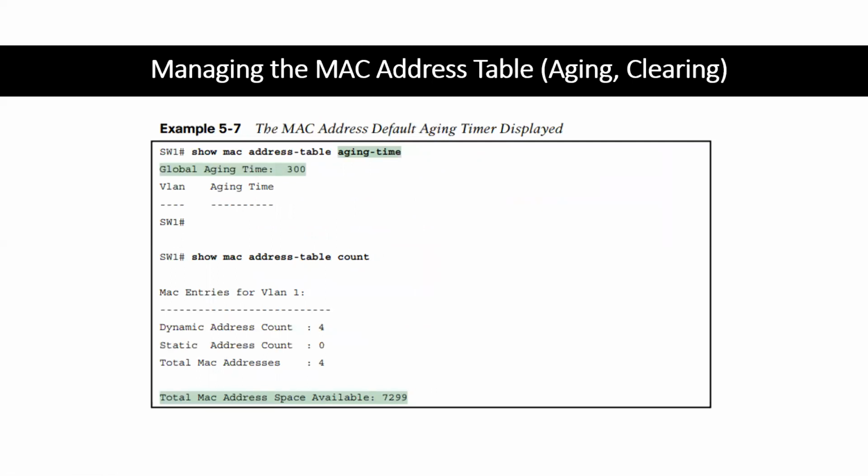Last but not least, we have managing the MAC address table aging and clearing. We spoke about the aging time, and of course, as you guys can see at the bottom, the total MAC address space available. And look, I'm glad I corrected myself. The total MAC addresses it can have is 7,299 in that MAC address table. And it varies by platform. Maybe a 9300, and a 9K can have much, much more. So it varies. That's not static. What is static, by default, coming out of the box, is that global aging time, 5 minutes.